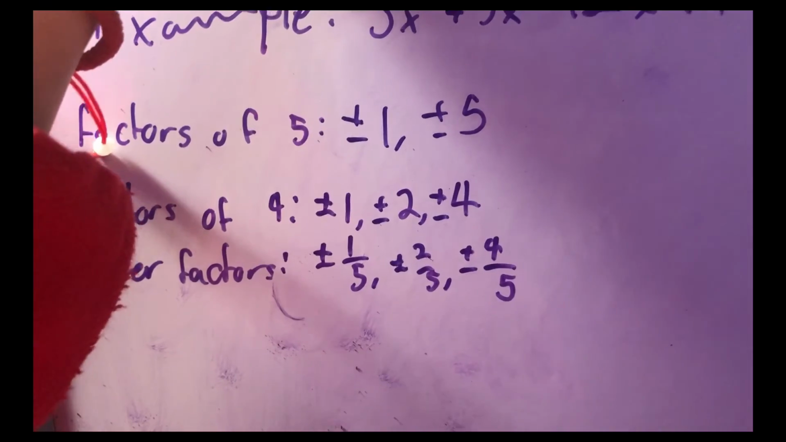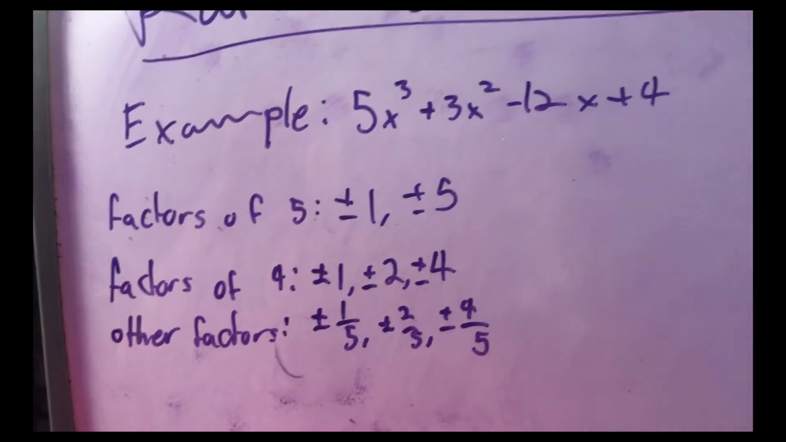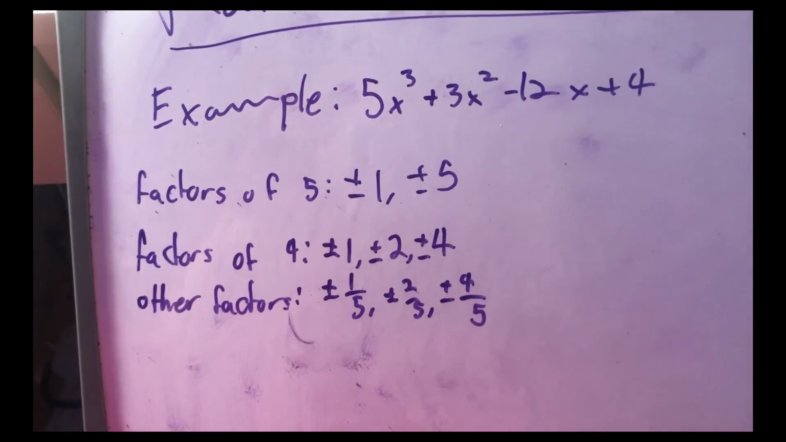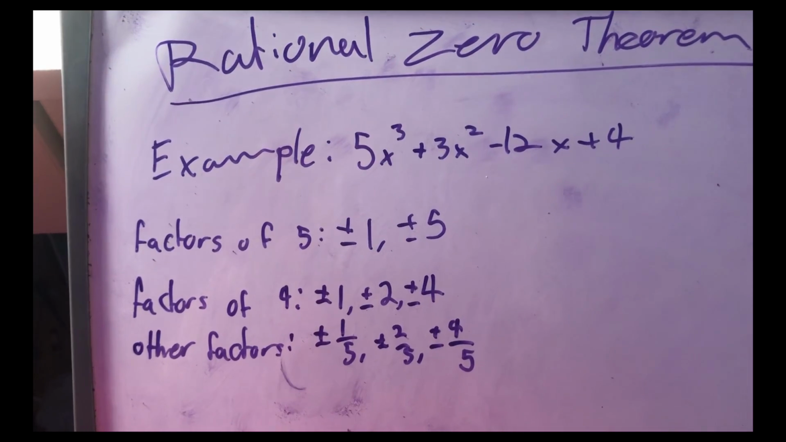Polynomials with a leading coefficient greater than 1 will always have a root in the form of x equals b over a. The rational zero theorem states that the b value will always be a factor of the constant term, and the a value will always be a factor of the leading coefficient.